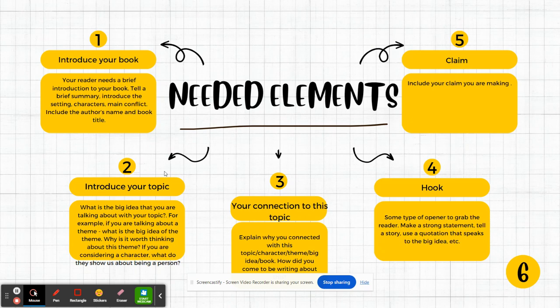So this is going to pause and it's going to prompt you. Go ahead and think about that now. What is the big topic that you're talking about? And what would you like your reader to know or understand about that topic relative to your book? And just jot down your thinking.